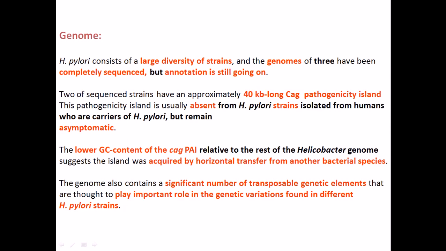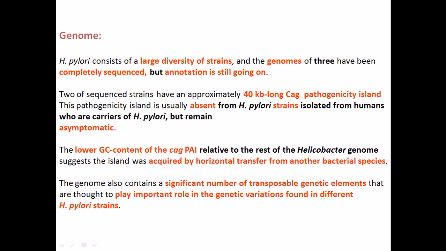Now let's talk about the genome of Helicobacter pylori. It consists of a large diversity of strains actually, and among many varieties of strains, only 3 have a properly sequenced genome, but still we don't know the function of all the genes of that sequenced genome. But we know that among that genome, there is a 40 kilobase long section of pathogenicity island, called the CAG pathogenicity island, which is very important for the infectivity caused by Helicobacter pylori strains.